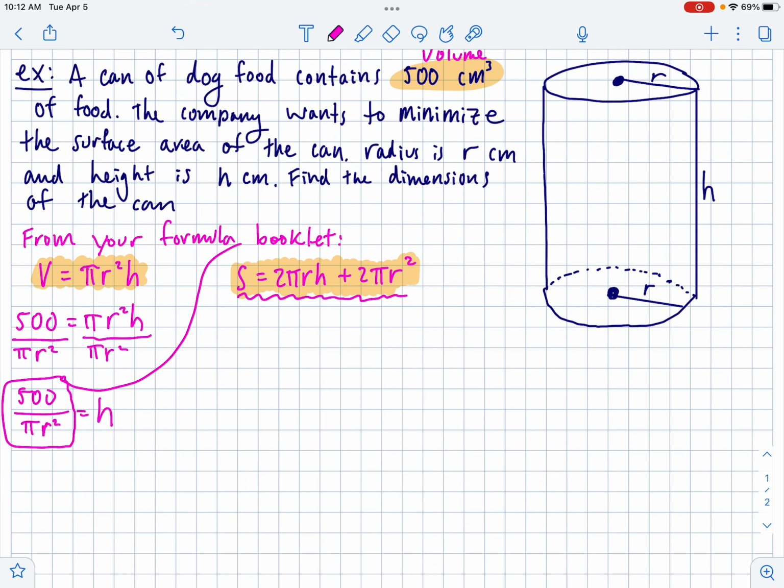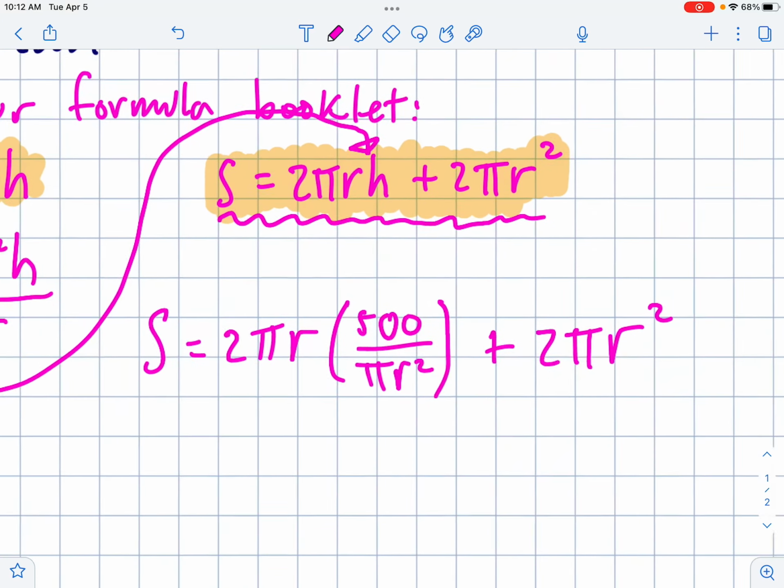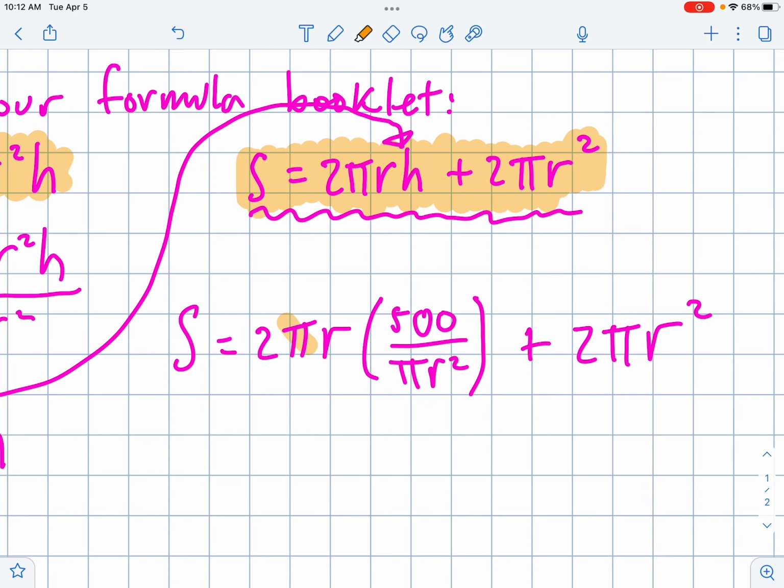Now we're going to take that h, the 500 over pi r squared, I guess I should circle this, and we're going to plug it into this h right here. So now surface area is 2 pi r times h, but h in the other equation was 500 divided by pi r squared. And then it's going to be plus 2 pi r squared. Now, this is the surface area equation for a 500 centimeter cubed dog food can in terms of radius.